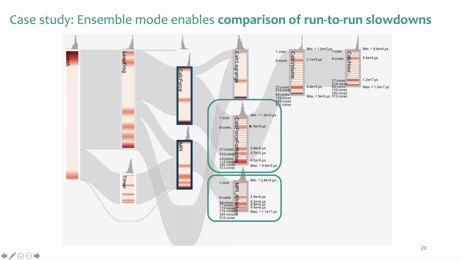This can be seen through the text guides, as we can notice the 27 core run is followed by the 216 core run and then followed by 64 and 125. This implies that the 216 core run is much faster than the 64 and 125 core runs, which seems like an anomaly. To further surprise, we also notice the same pattern existed in all the nodes of the CalcForce module by performing the split graph operation.